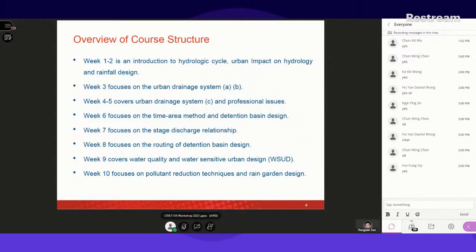The third part is about water sensitive urban design, to introduce innovative water quality improvement measures, WSUD, and to comply with the water quality standards. As I just mentioned, before releasing the water from the detention basin to the receiving water bodies, such as rivers, streams, or oceans.